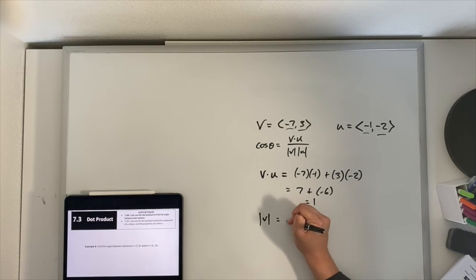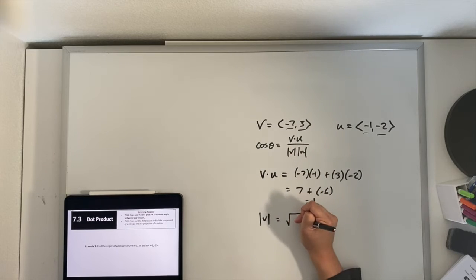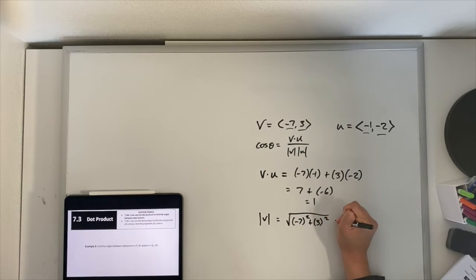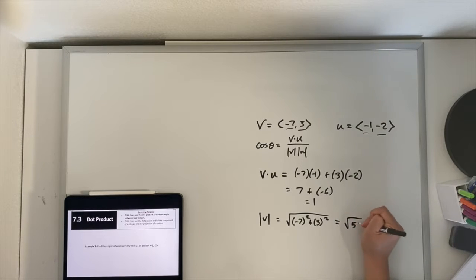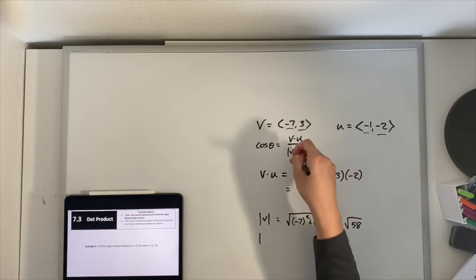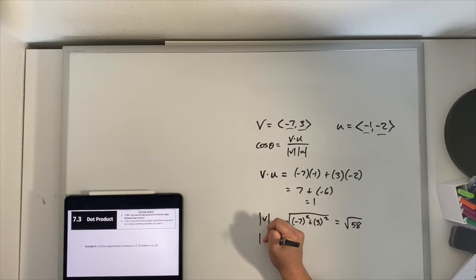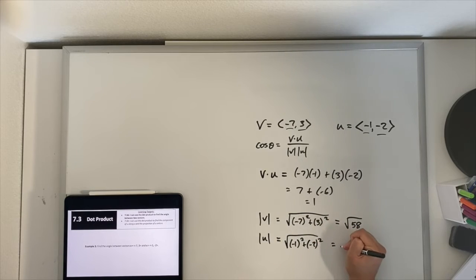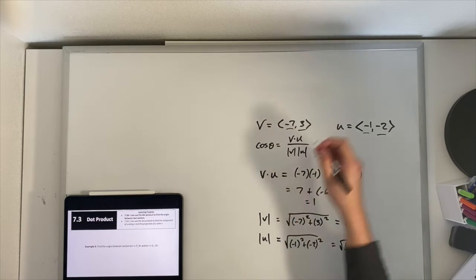Remember, that comes from the Pythagorean theorem. So the magnitude of vector v is the square root of negative 7 squared plus 3 squared, which is the square root of 58. We could try to simplify it, but we're going to end up throwing it into this formula anyway, so I would hold off on simplifying for now. And then the magnitude of vector u is the square root of negative 1 squared plus negative 2 squared, or the square root of 5. Okay. Now we plug all of this into our formula.